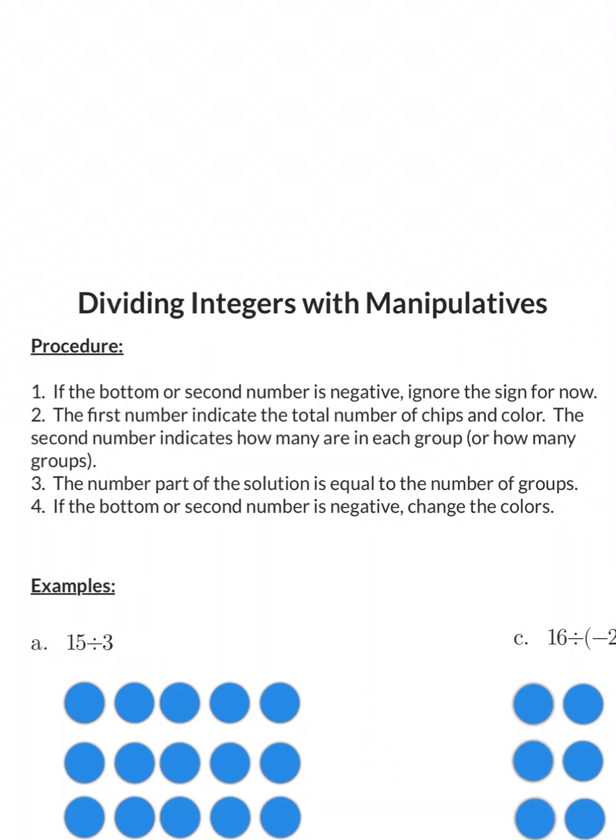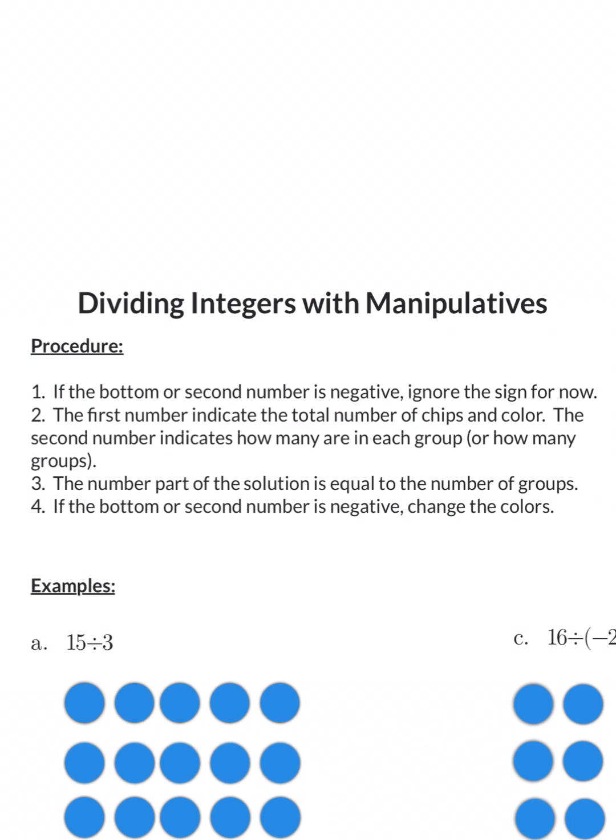Alright, so let's go ahead and start with our manipulatives again in order to talk about how to divide integers. The first thing that we're going to do, similar to what we did with multiplication, is ignore the negative if it is in the bottom number or the second number. We'll come back to it at the end. Now in general, when we talk division, remember that the first number indicates the total number that we have. And again, it's going to indicate whether we are looking at blue chips or red chips, depending on whether it's positive or negative. Now the second number can indicate one of two things.